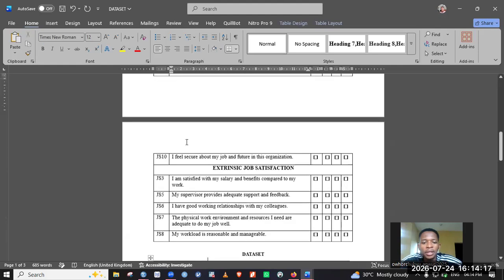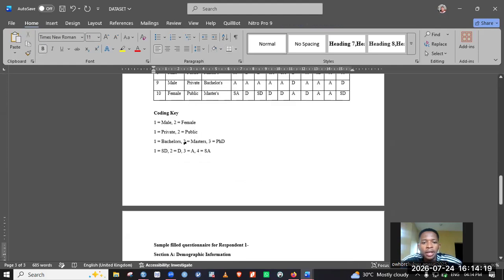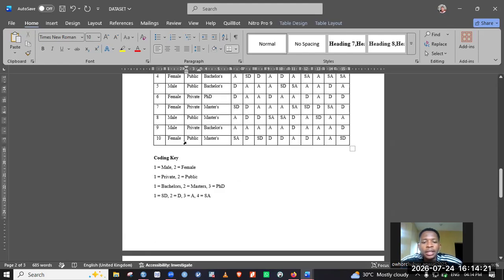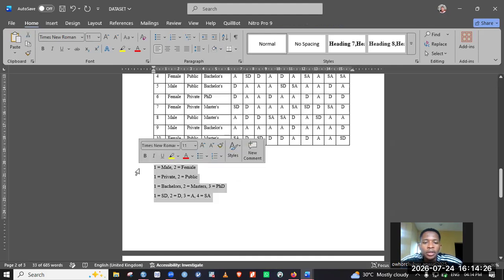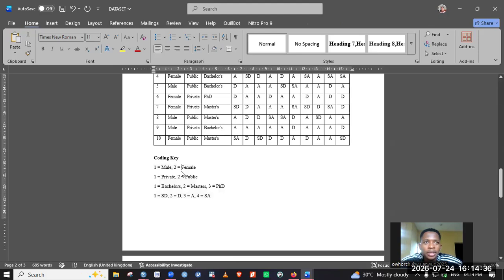Now we are going to provide our key. Before you enter your data, it's important that you provide your key so that whoever is looking at the data set will be able to understand what you actually mean. And I did say that it's important to be consistent with the numerical values that we use. So we usually start from 1. So 1 is male, 2 is female. That is for the first column.